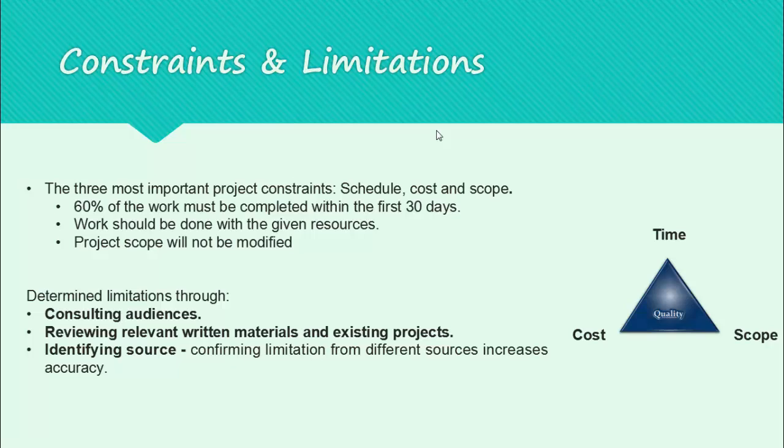The three most important project constraints are schedule, cost, and scope. Our constraint is that 60% of the work must be completed within the first 30 days. Work should be done with the given resources and project scope will not be modified. We determine the limitations through consulting audiences, reviewing relevant written materials and existing projects, and identifying the sources, because confirming limitations from different sources increases accuracy.